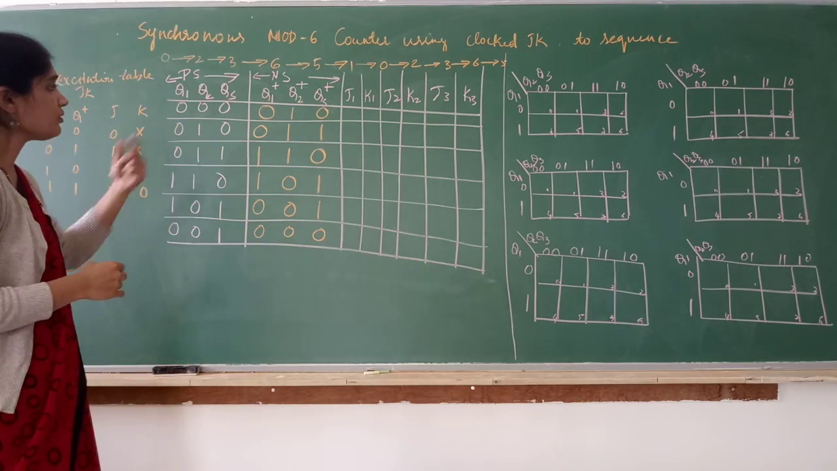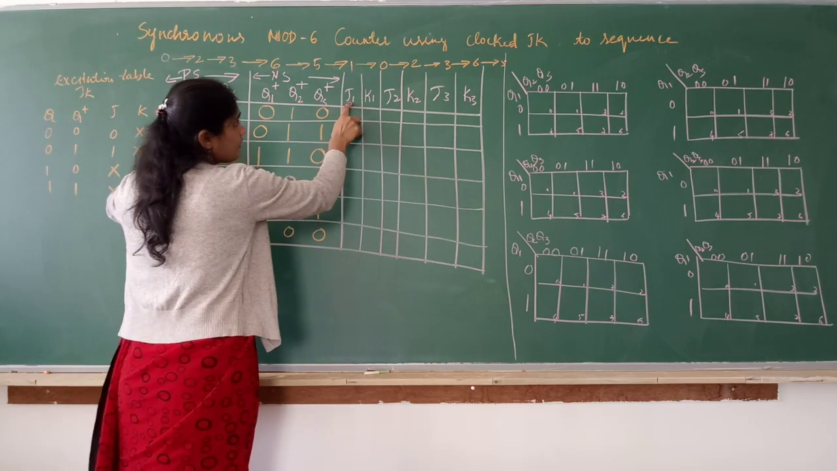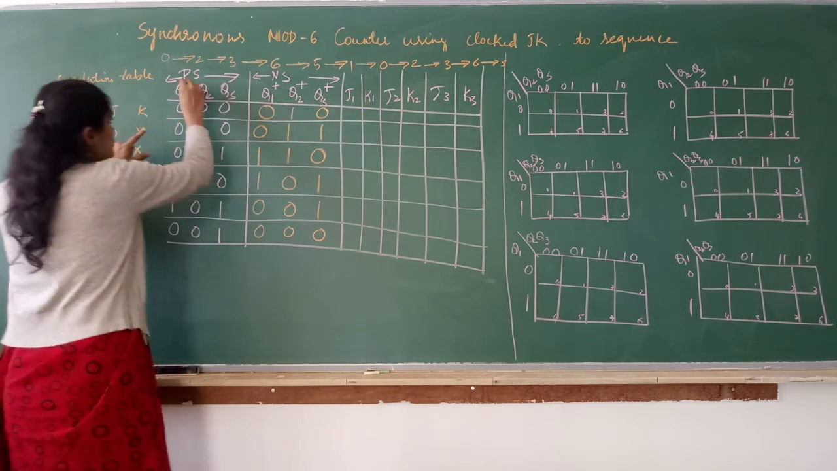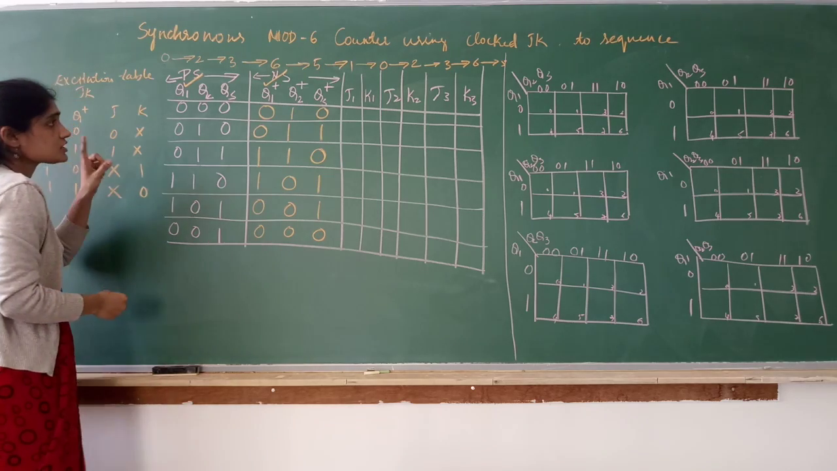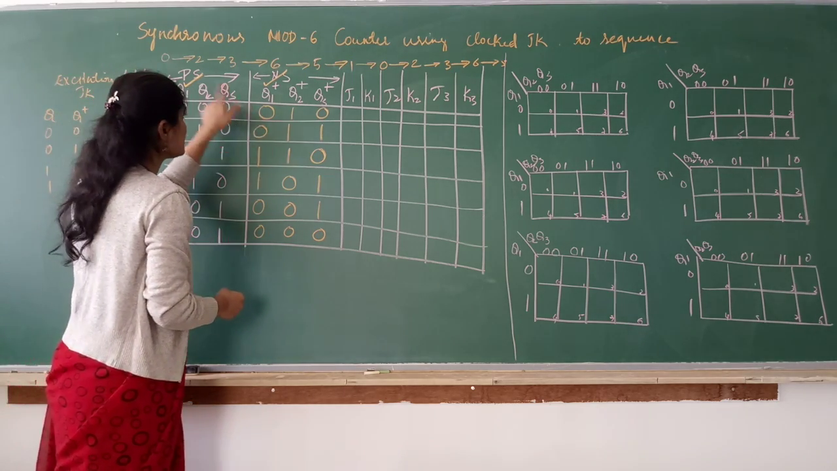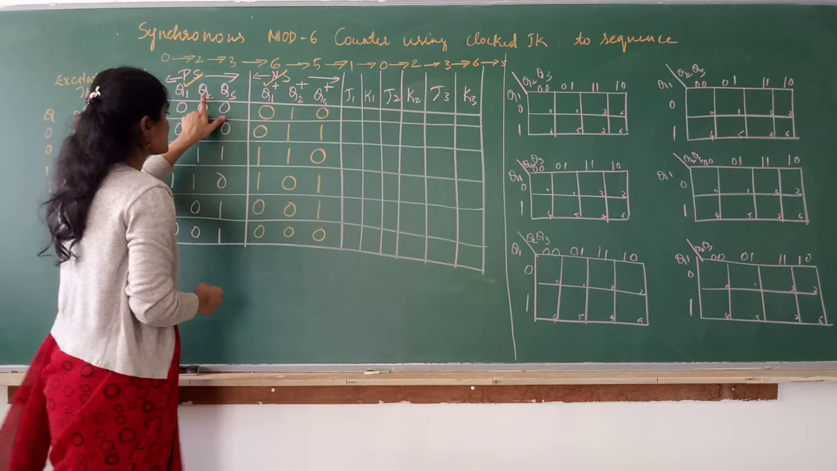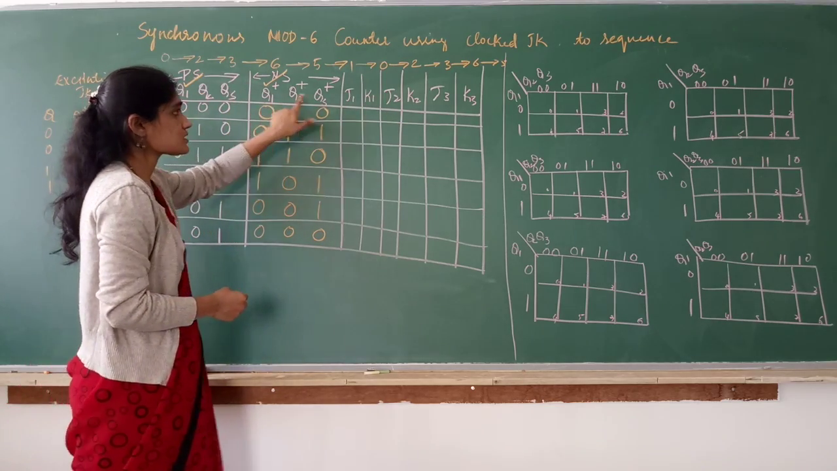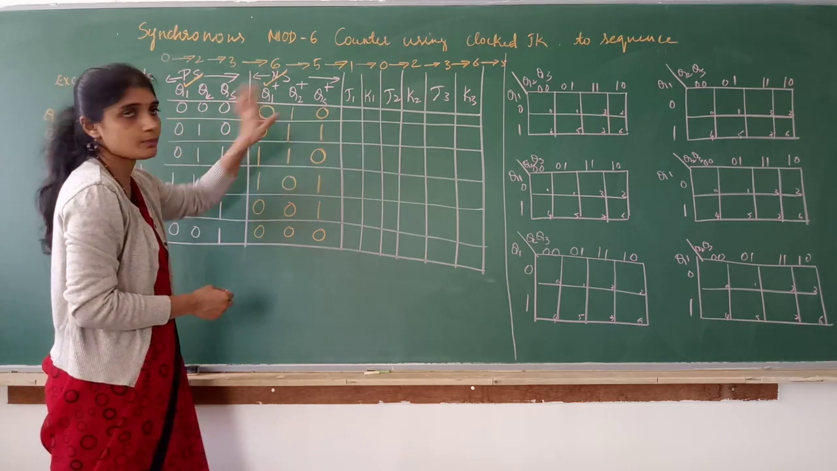Fine. Now fill JK. How will you write JK? When we want to write J1, K1, I have to look only at Q1, Q1 plus. Just concentrate only on Q1, Q1 plus to write J1, K1. To write J2, K2, just look at the columns Q2, Q2 plus. To write J3, K3, you have to concentrate on the column Q3, Q3 plus, right?